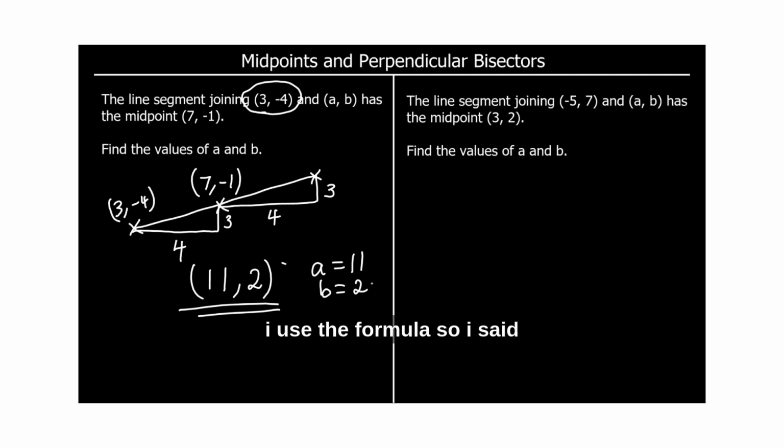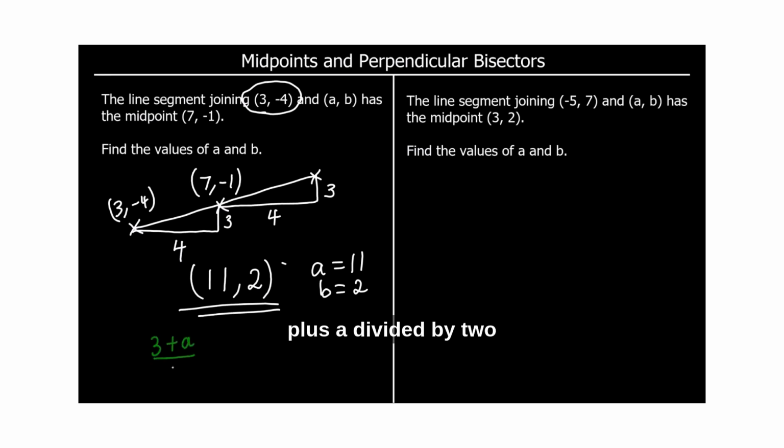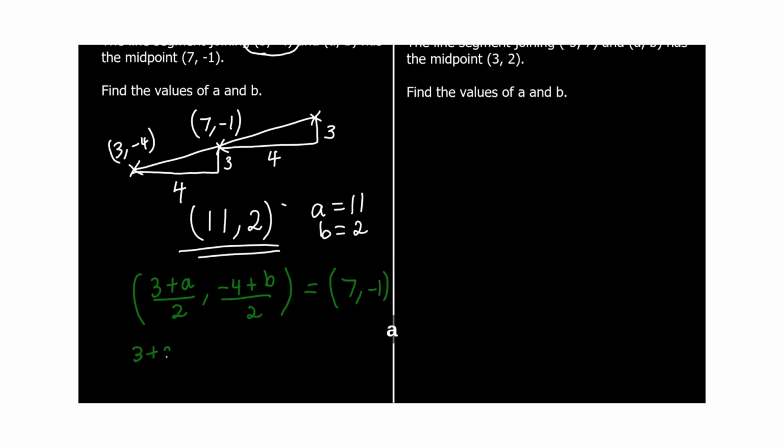If I use the formula, so I said add up the x's and divide by 2. I'll do this in a different color. We should get the same answer. So 3 plus a divided by 2, and negative 4 plus b divided by 2 must be equal to 7, negative 1. I could just solve these equations. So 3 plus a over 2 must be 7. And negative 4 plus b over 2 must be negative 1.